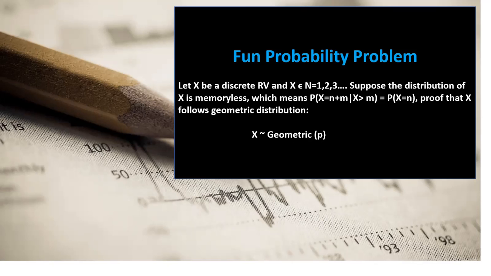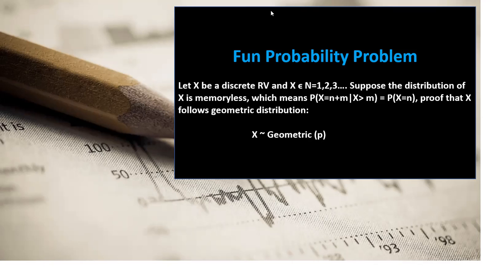The reason why I say this problem is interesting is because the very classical proof in probability theory is: we have a random variable with either an exponential distribution or a geometric distribution, and then we prove it is memoryless. This one goes backward. They tell you that a random variable is memoryless, and I want to show this random variable has a geometric distribution.